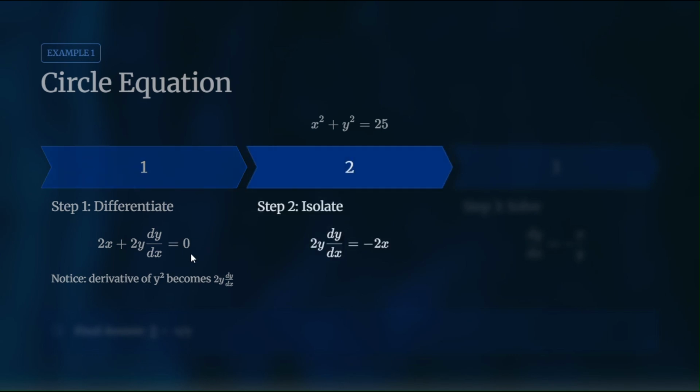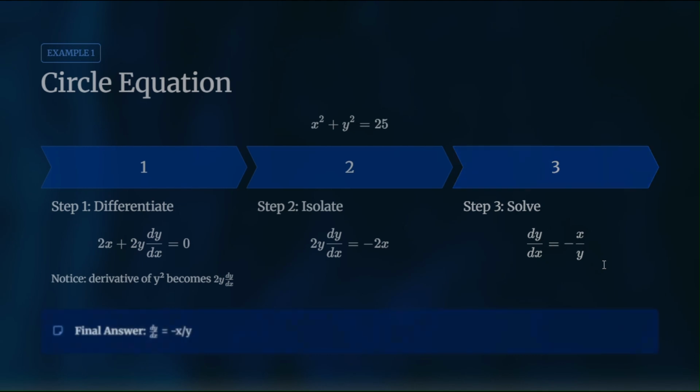Then we can isolate dy/dx by subtracting 2x from both sides of the equation. So our equation becomes 2y dy/dx equals negative 2x. And then finally, solving for dy/dx, we divide both sides by 2y. So dy/dx is equal to negative x over y. So that's our final answer. dy/dx equals negative x over y.